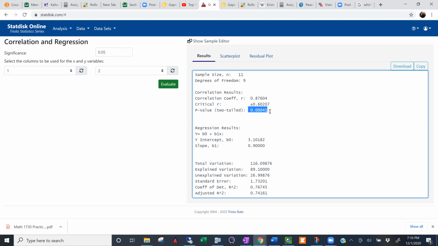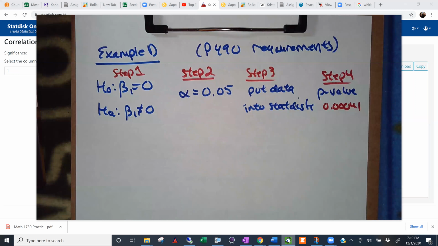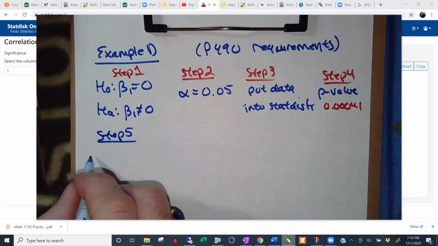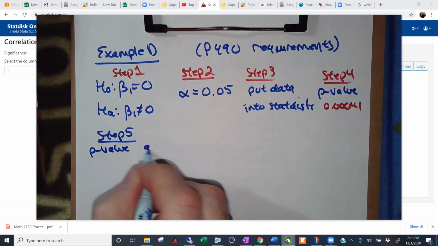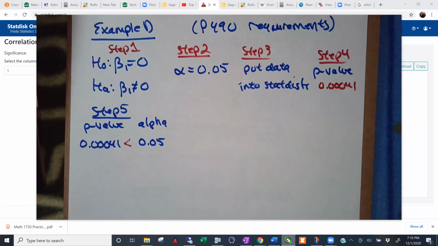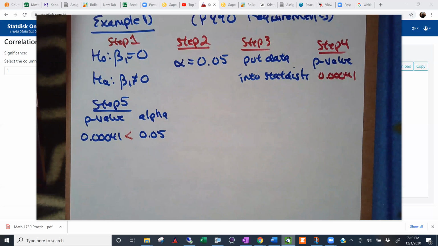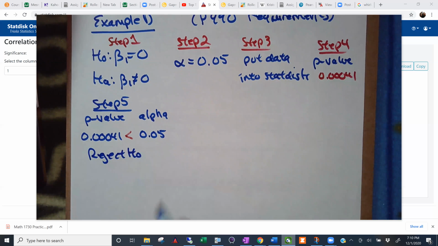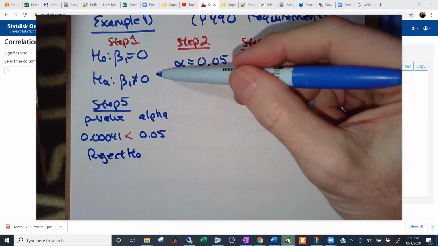So what's that mean in terms of our regression? Well, that brings us to step 5. Our p-value and alpha. So the p-value is less than alpha. What's that say about a regression? Reject. Yes, reject H naught. So it means we have a significant regression. The equation that represents this has a non-zero slope. That means you can use the value of X to make a decent prediction for Y.